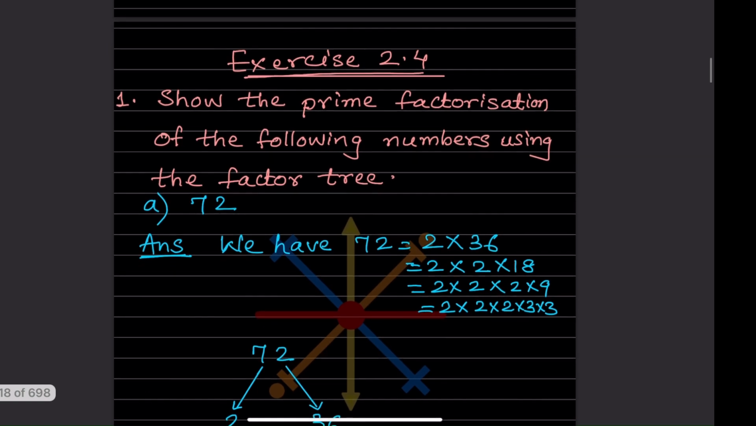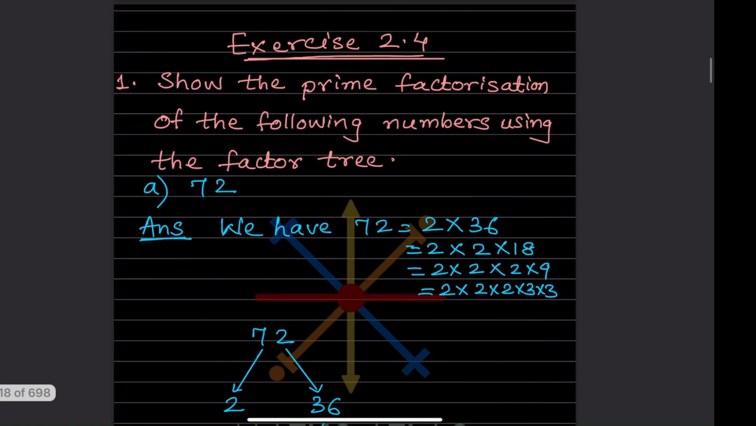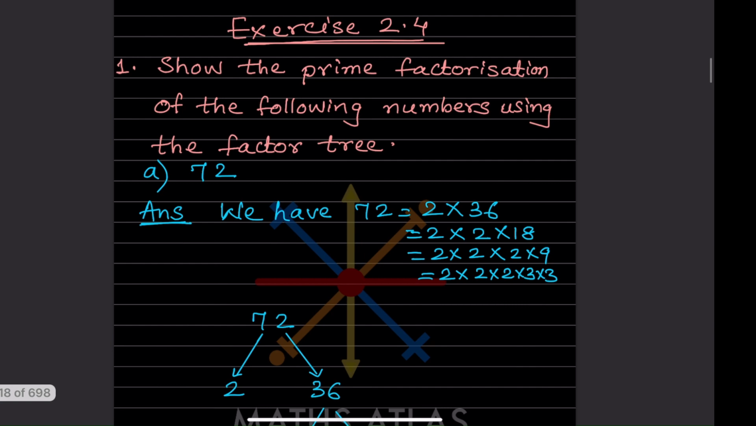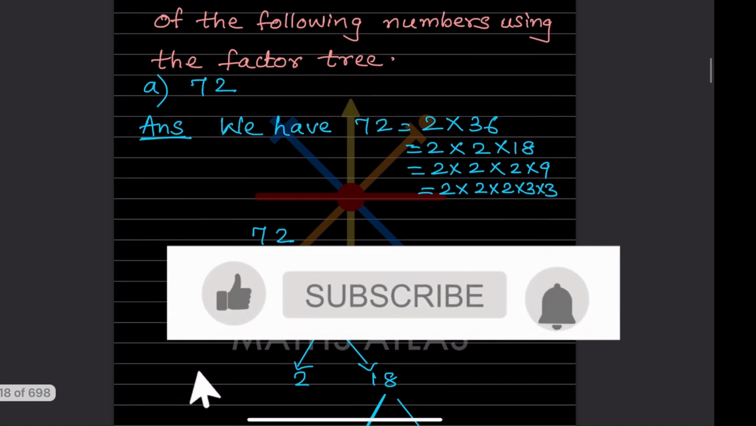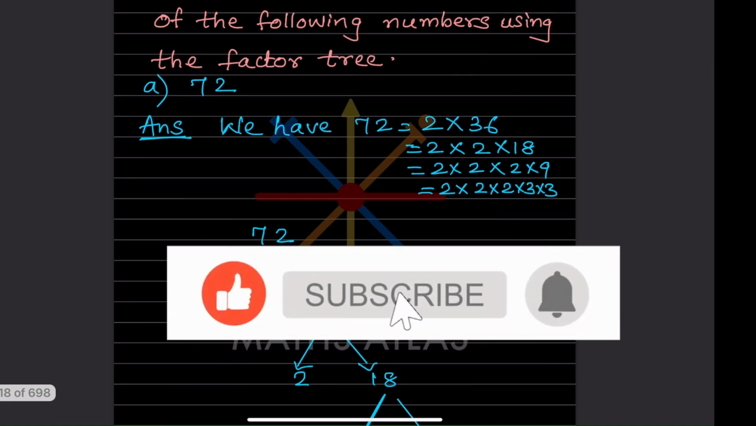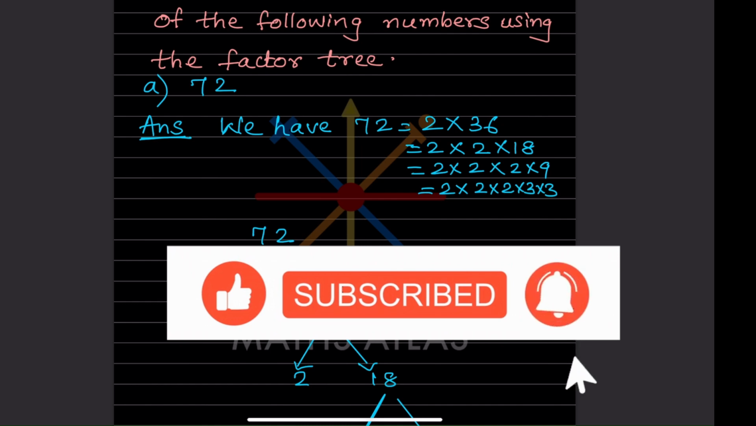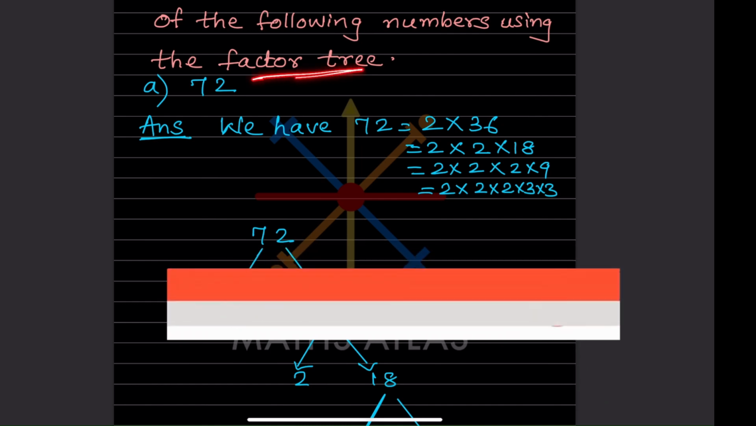Show the prime factorization of the following numbers using the factor tree. So now you know the factor tree means what will you do here? First thing, whenever we want to find the factors, we start with 2. If not by 2, then by 3, then 4 and so on. So here this is 72. They have asked with the help of the factor tree.